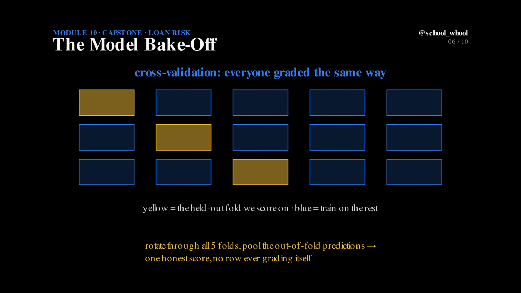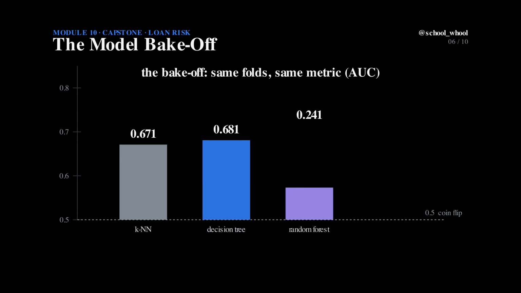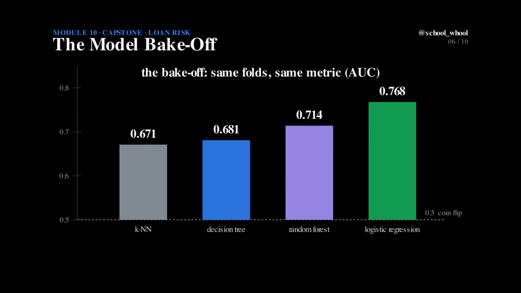Now we run it. Each bar grows to that model's real cross-validated AUC, not a number I typed in, but the true output of the algorithm on this data. K-nearest neighbors, first. The decision tree. The random forest. And finally logistic regression. Every bar clears the coin flip line, so all 4 learn something, but they are clearly not equal. And the winner is the simplest model of them all, logistic regression, at 0.768.